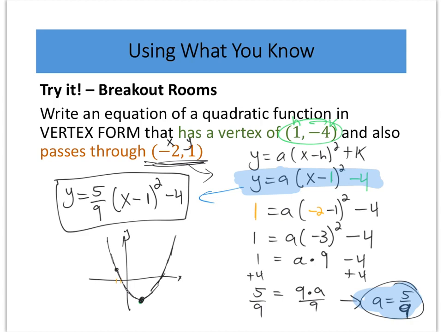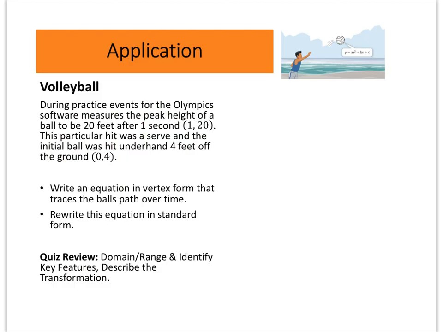There's one more that I think that you should try as practice. So during an Olympic race, there's a software that actually measures the peak height of the ball to be 20 feet after 1 second. And so really, if we've got time and height, we're thinking, okay, 1 second after the ball, it has a height of 20. So 1, 20 is the coordinate there. This particular ball was hit 4 feet off the ground. Well, it's hit at time equals 0. So time is 0, height is 4.